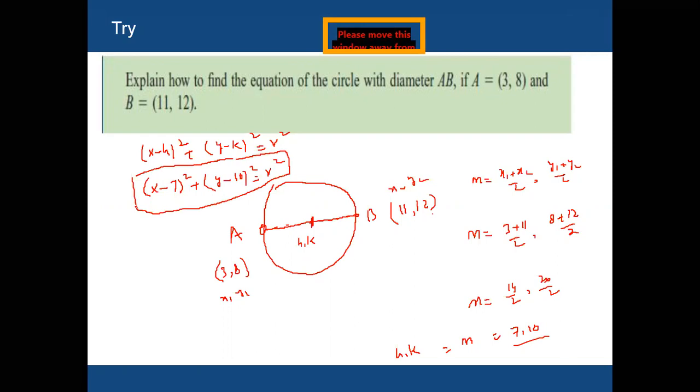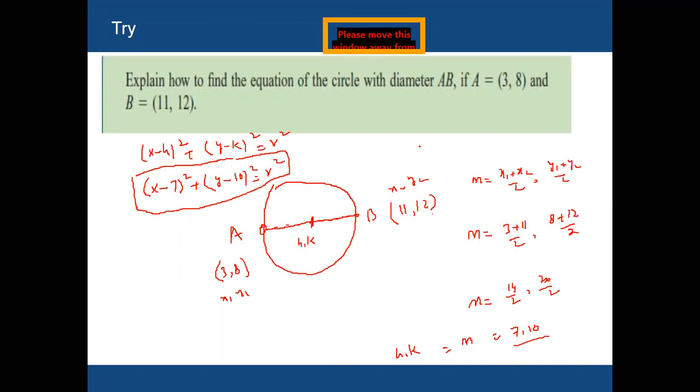Anyone? It's half of the diameter, Professor. Yes, half of the diameter. So how can we find it? Can you take the root of this formula? Yes, but we don't have x and y values. So how can we put x, y values? You need to find the radius first, I think. Yes, so we are trying to find the radius.